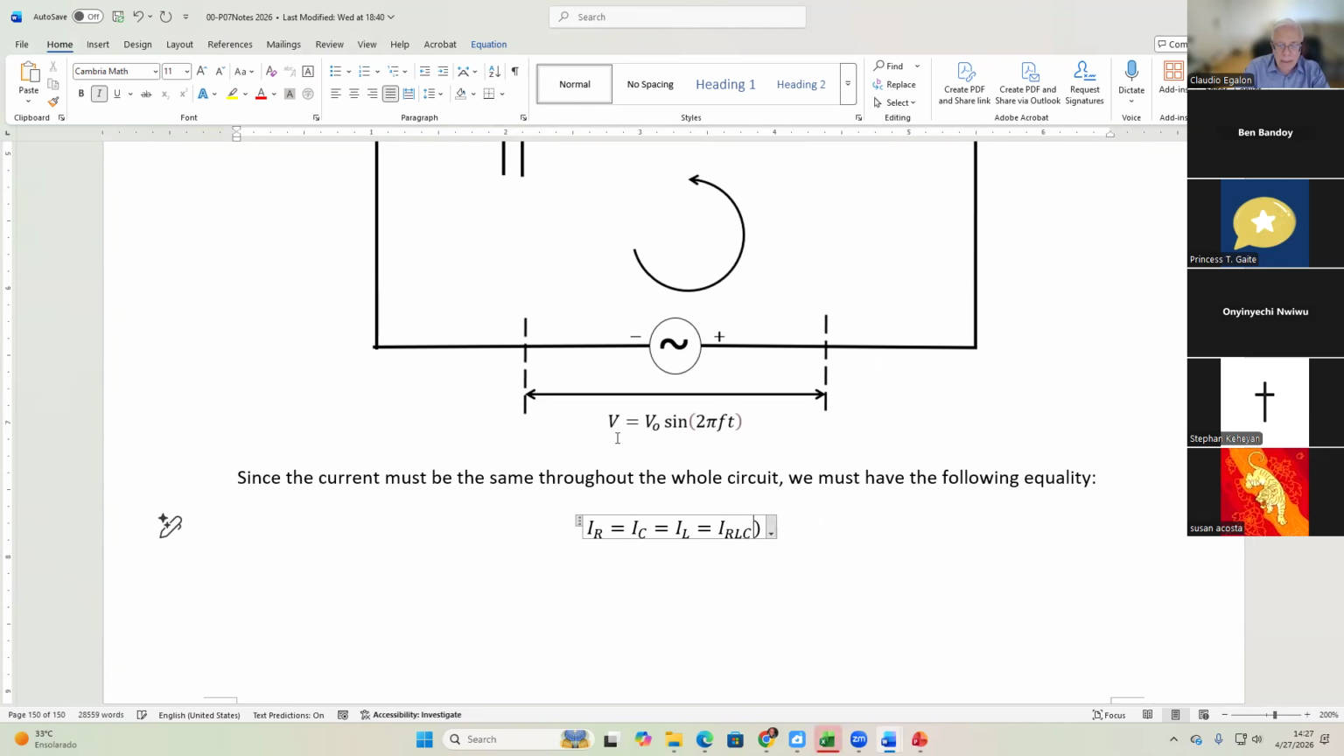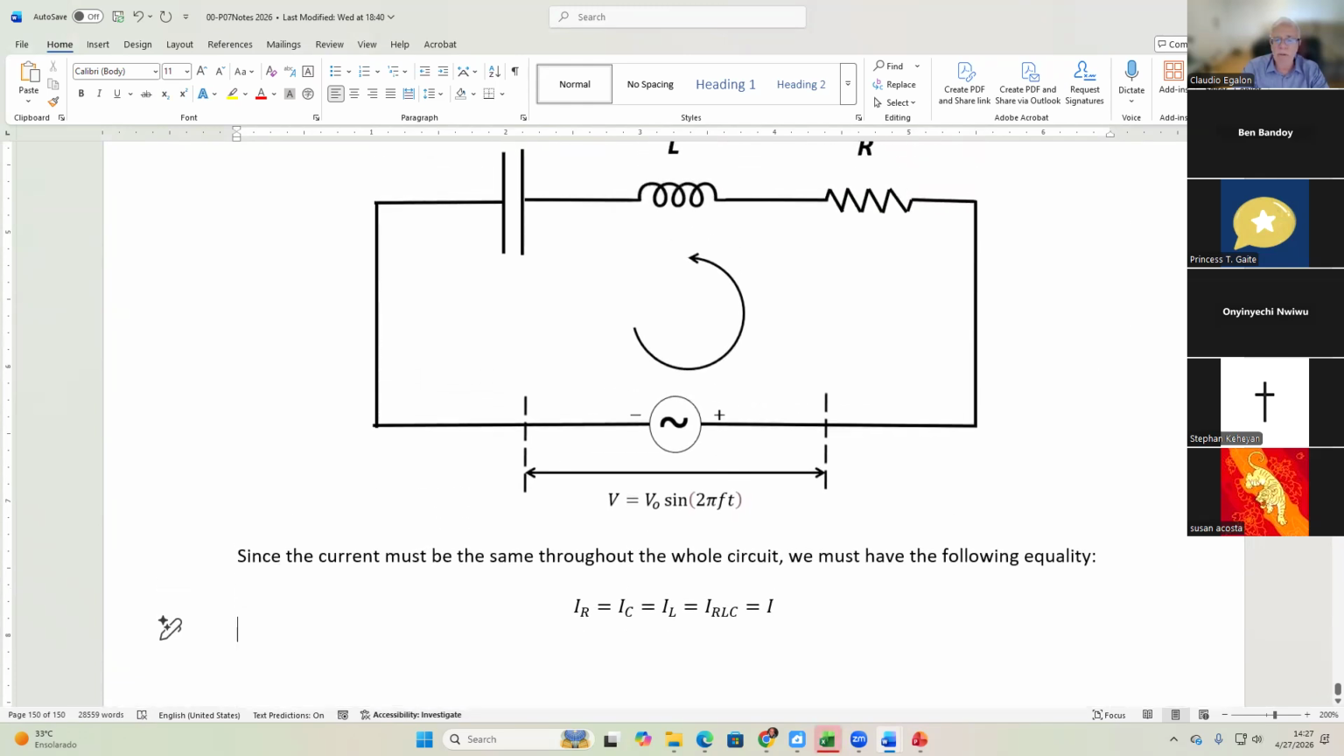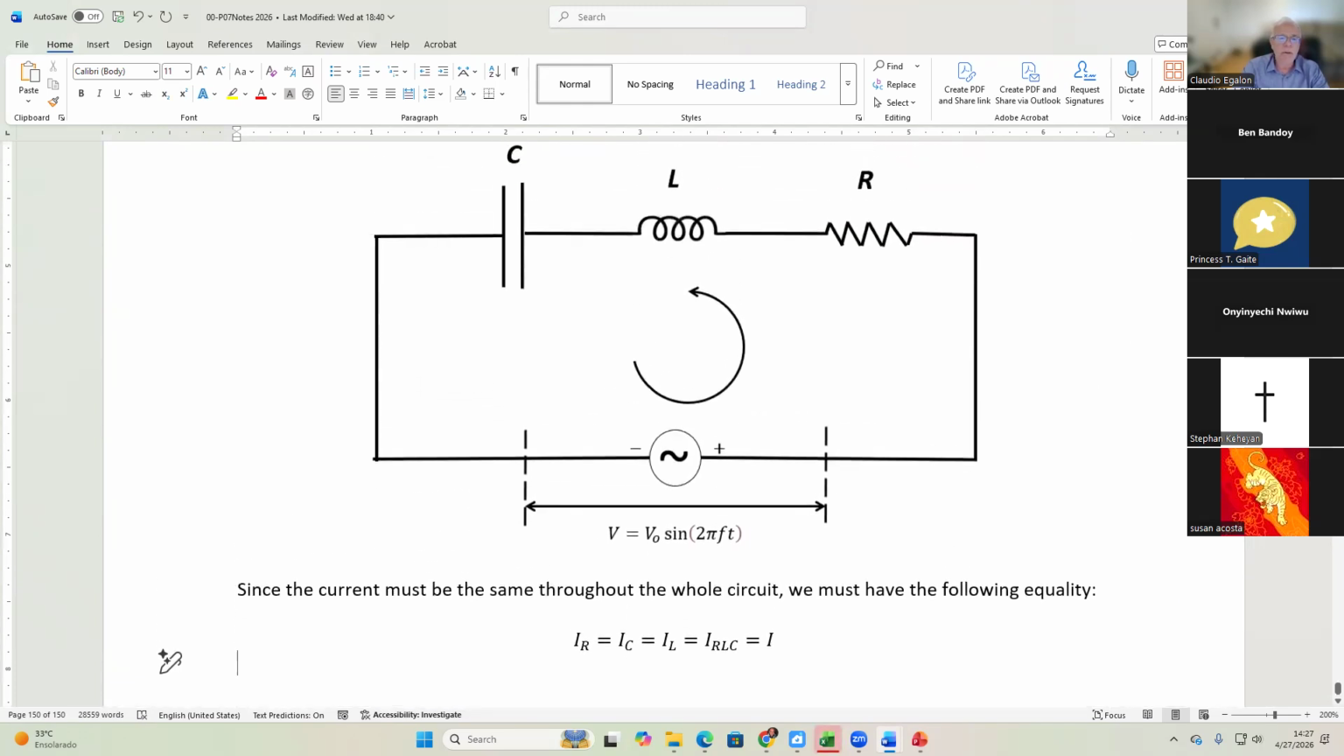And you don't need that. Okay. Even better, I'm going to simplify the notation. I'm going to just call it I. It must be the same because those elements are in series. If they were not in series, then it would be a different story. And now we are prepared.